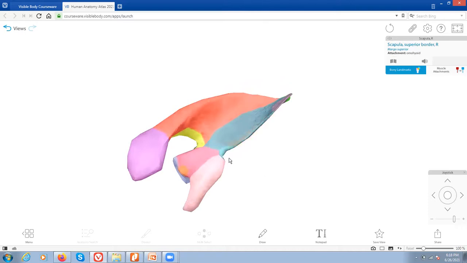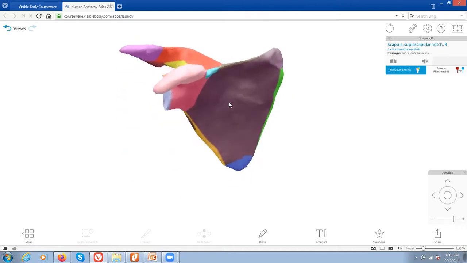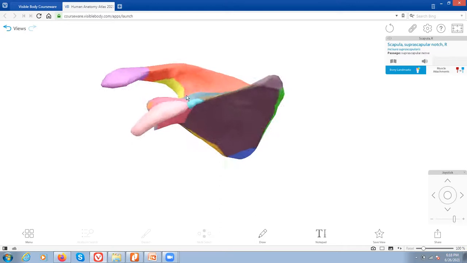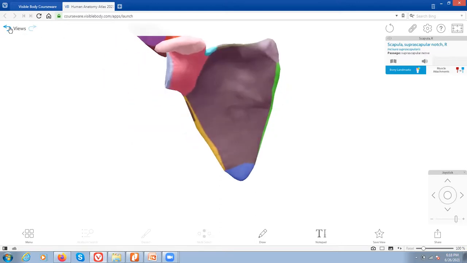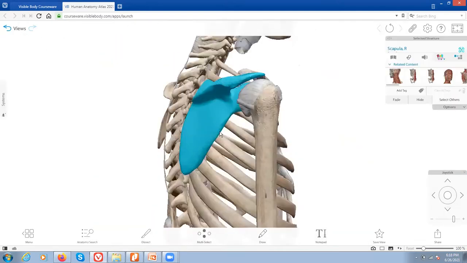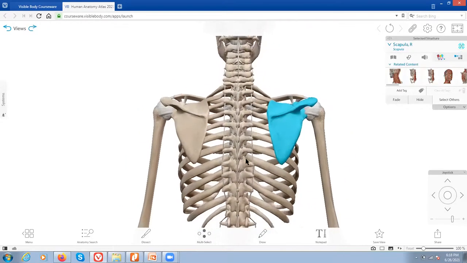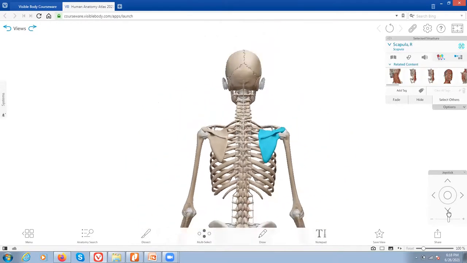Oh, and there's a notch right here as well. So that's the suprascapular notch. Okay, so that takes care of the scapula. Now let's move down to the pelvis.